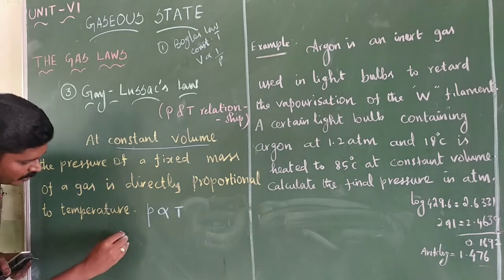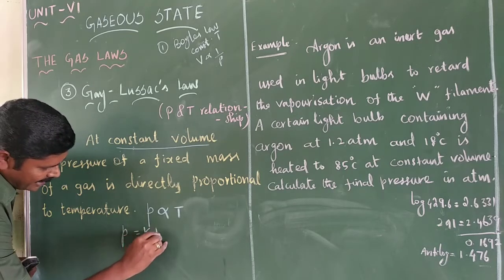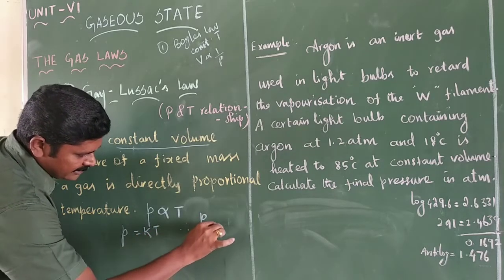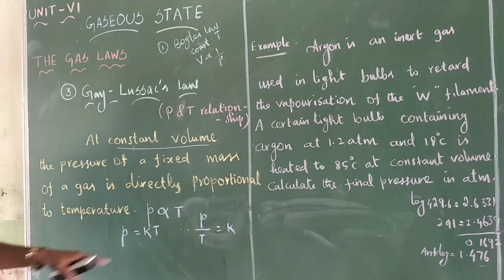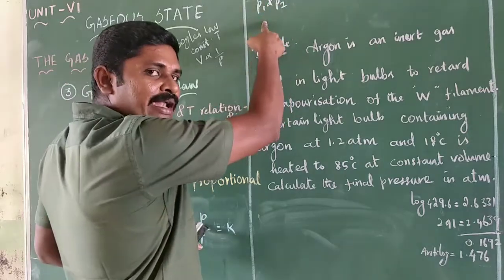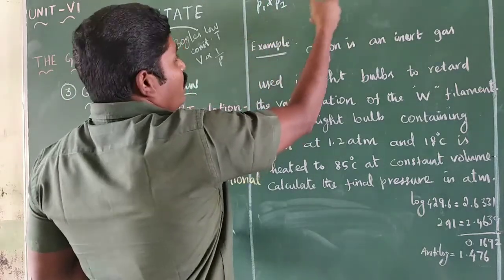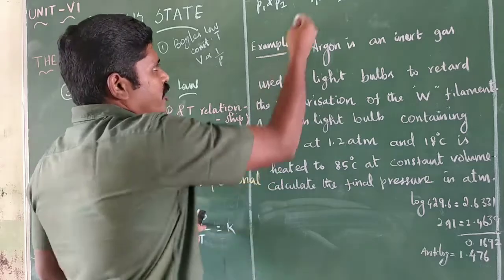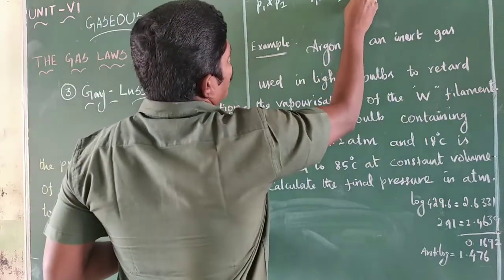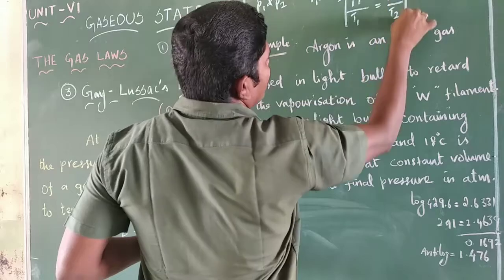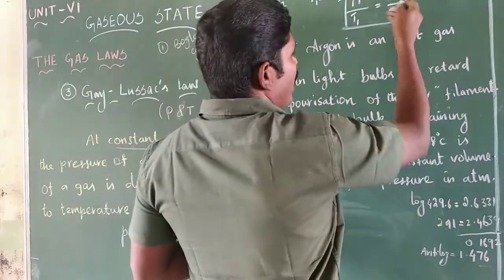So, with the proportionality constant, P is equal to K into T. Therefore, P by T is equal to K. If P1 and P2 are pressures at temperatures T1 and T2 respectively, then according to Gay-Lussac's law, P1 by T1 is equal to P2 by T2.